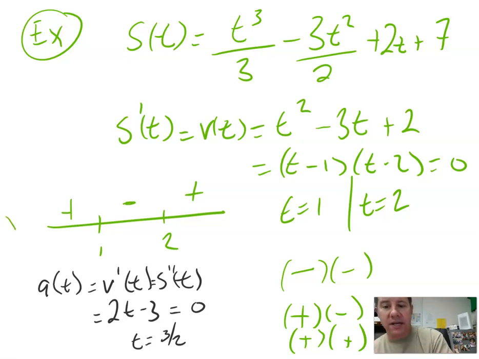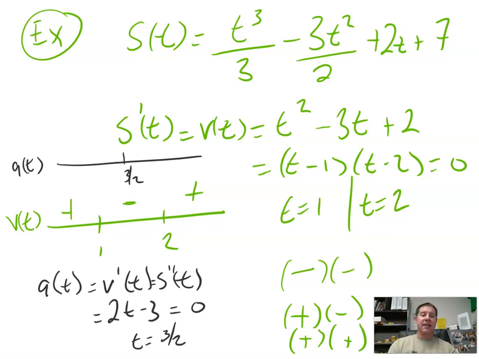The green was our velocity. The black is our acceleration. I'm going to do another number line above it. And again, I could put something in that was smaller than 3/2, like 0, and if I put in 0, I'd get a negative, and if I put in something bigger than 3/2, like 5, I would get a positive.